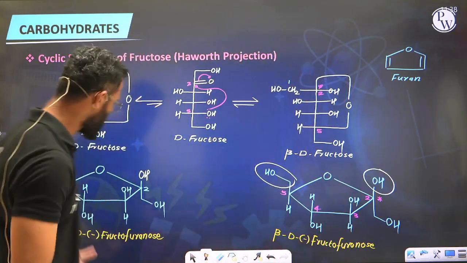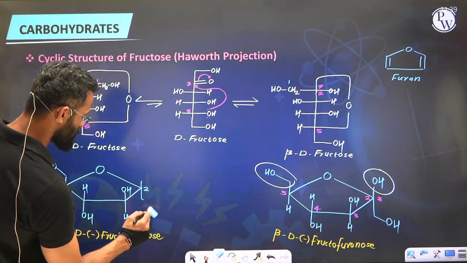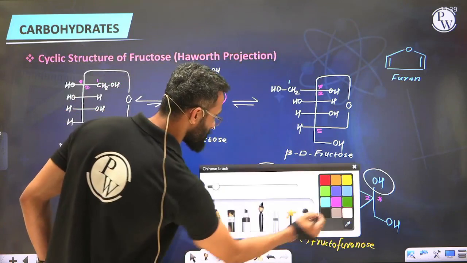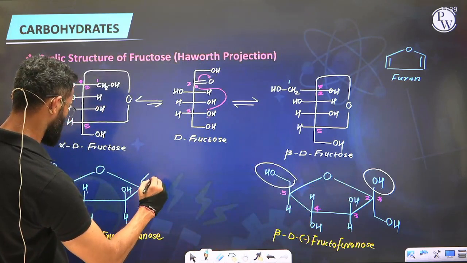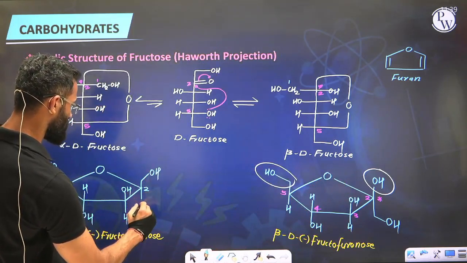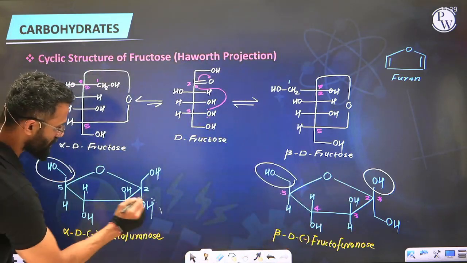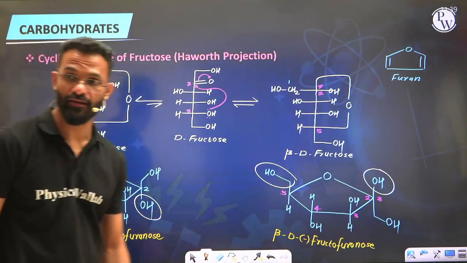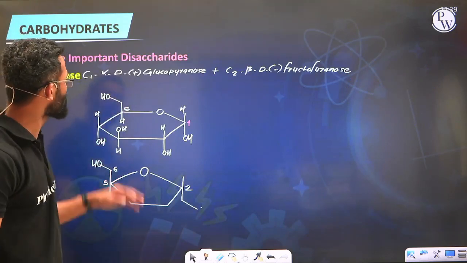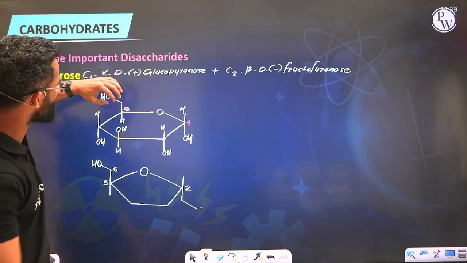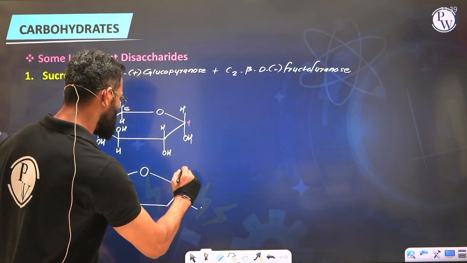That makes it beta. And in case of alpha, CH2OH and OH should be on the opposite side. So it should be like this. CH2OH and OH. Yes, now it is perfect. So CH2OH and OH are on the opposite side. All right. So now while drawing the structure here, since we are talking about alpha D-glucopyranose, alpha meaning CH2OH and OH are on the opposite side, and beta meaning CH2OH and OH are on the same side.